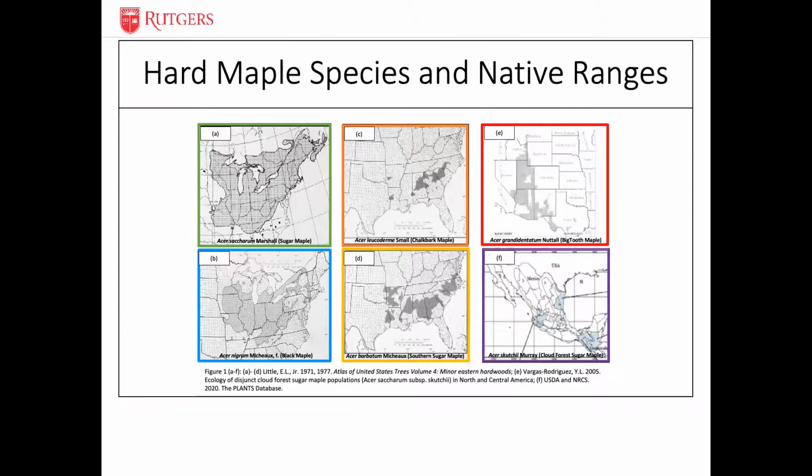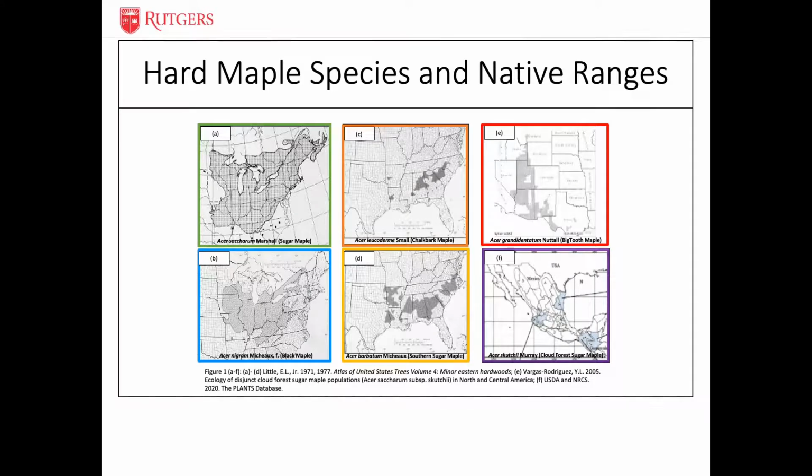Figure 1 shows 6 hard maple native range maps, each associated with one of the 6 species represented in the study. They are Acer saccharum, sugar maple, bordered in green, Acer nigrum, black maple, bordered in blue, Acer leucoderm, chalkbark maple with the orange border, Acer barbatum, southern sugar maple with the yellow border, Acer granidentatum, big-tooth maple, which is bordered in red, and Acer schuchii, cloud forest maple, bordered in purple.